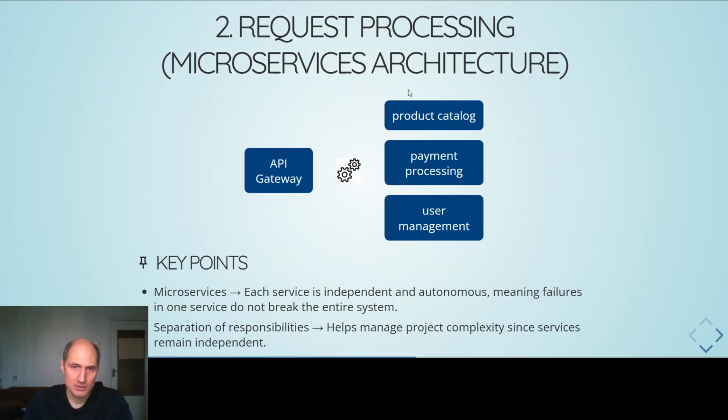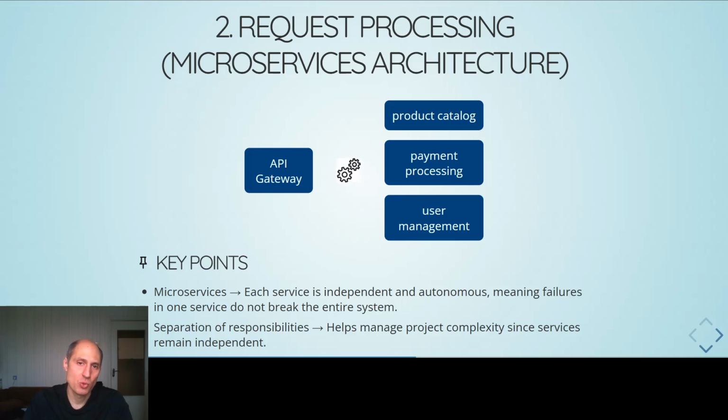The next step, request processing. What happens here? The API forwards the request to the relevant microservice responsible for data processing. Each microservice performs a specialized function. For example, product catalog management, payment processing, user management. If a microservice needs data, it interacts with other services via API calls.